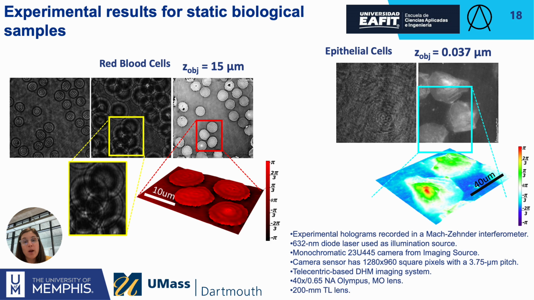And this is one of our experimental results, where we have red blood cells that we defocused around 50 microns, and those are the reconstructed phase images. The same goes for the results from the epithelial cells, where we have these three-dimensional mappings.